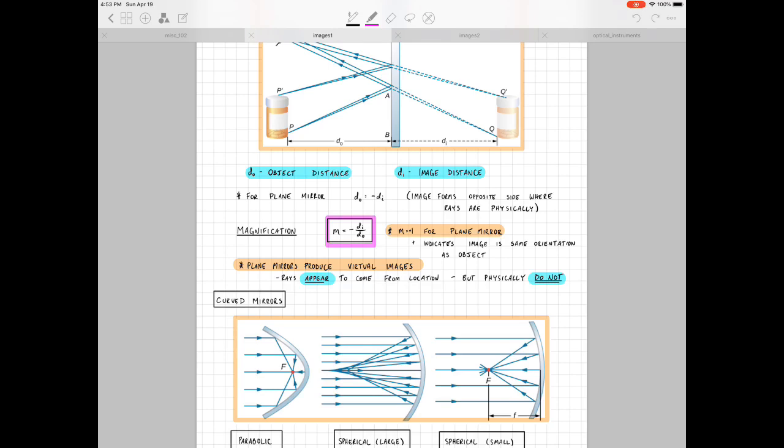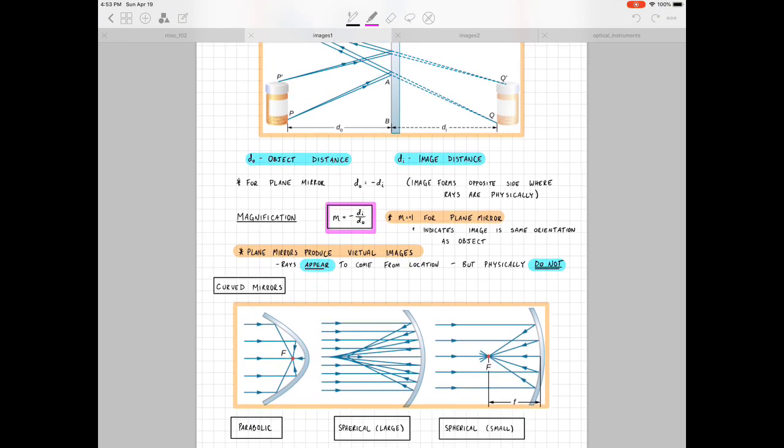And virtual is the word for these images because the rays appear to come from back here, but they don't physically ever travel from that location, right? It's just an artifact of tracing those rays back in straight lines, and it appears they diverge originally from that location, and that's why these are called virtual images.